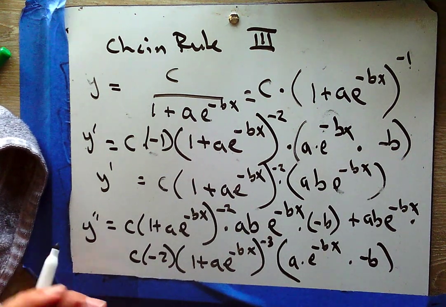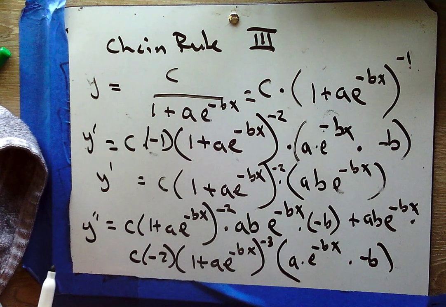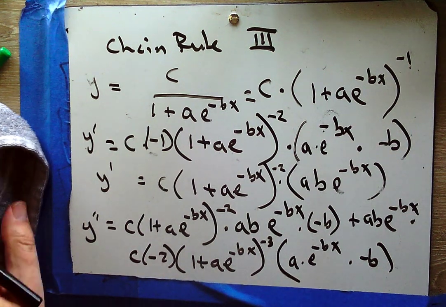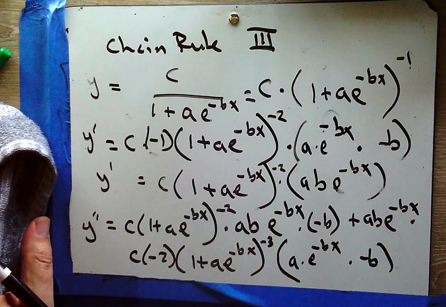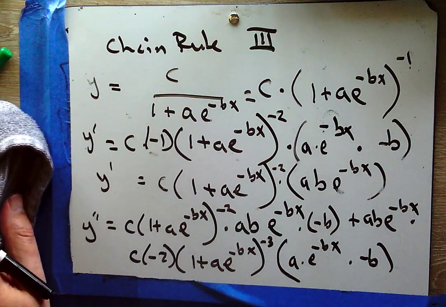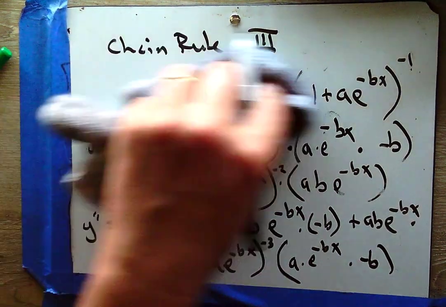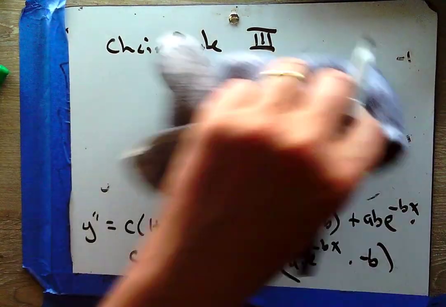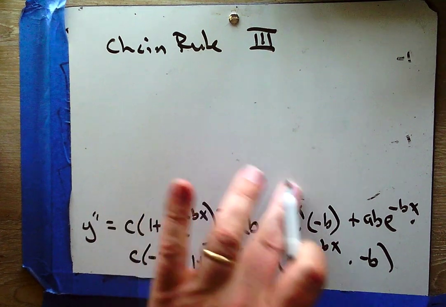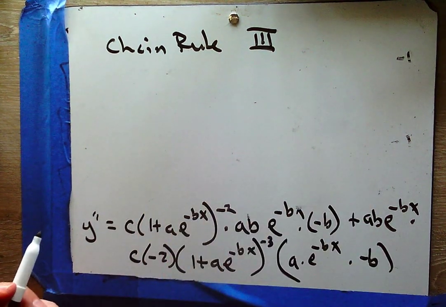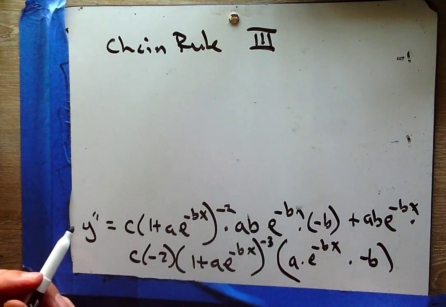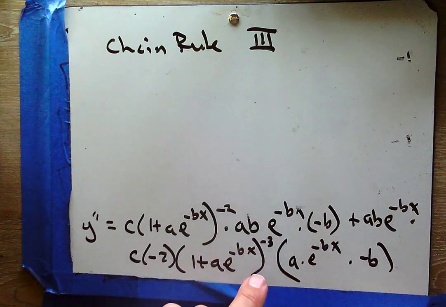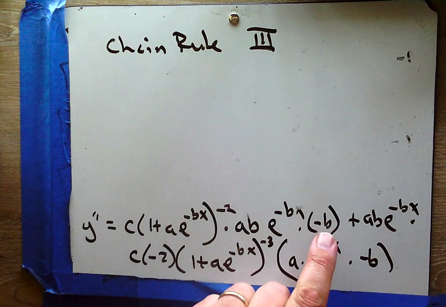Now, remember, I wanted to find out when y double prime was equal to 0. We know that y double prime equal to 0 is often an indication of an inflection point, where the function goes from concave down to concave up, or concave up to concave down. So let's see what we can do to simplify this a little bit, because it looks like an awful lot of intimidating stuff today. So that b, I thought I got rid of that negative.